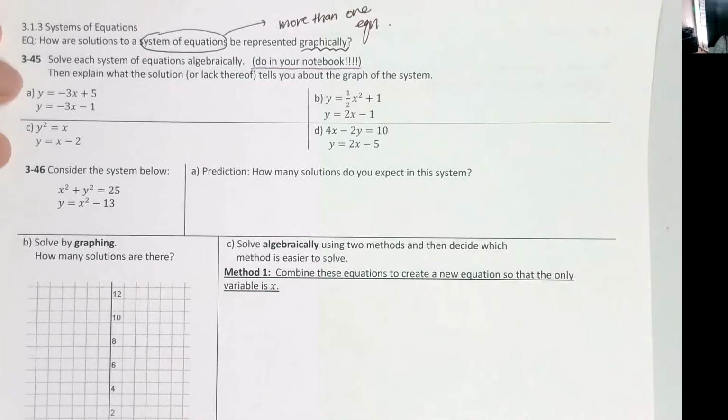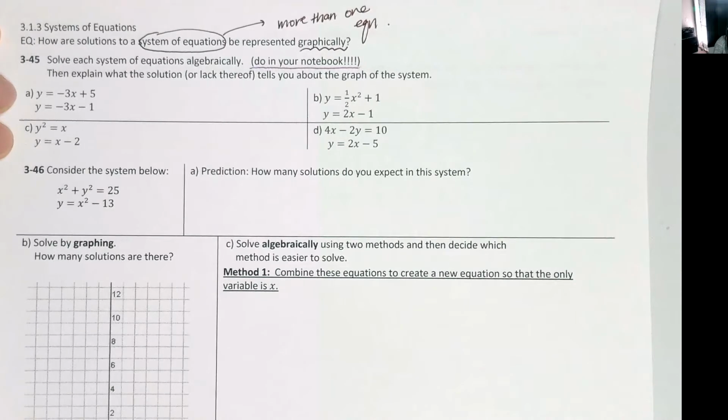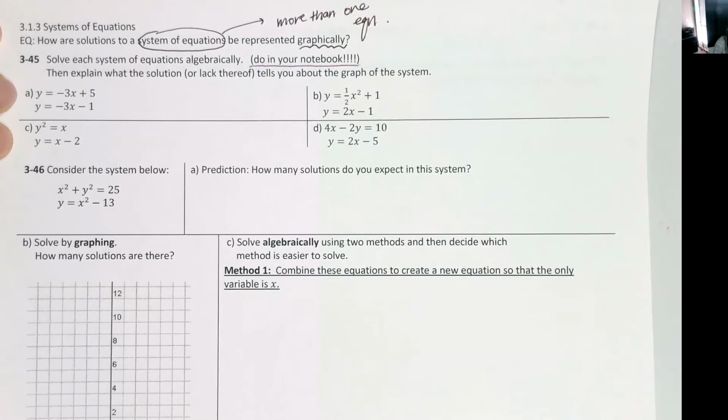Pause the video, work on it, then please come back to the video to check your answers or work. If you get stuck, then yes, you can definitely come back to the video to watch and help you solve the system.